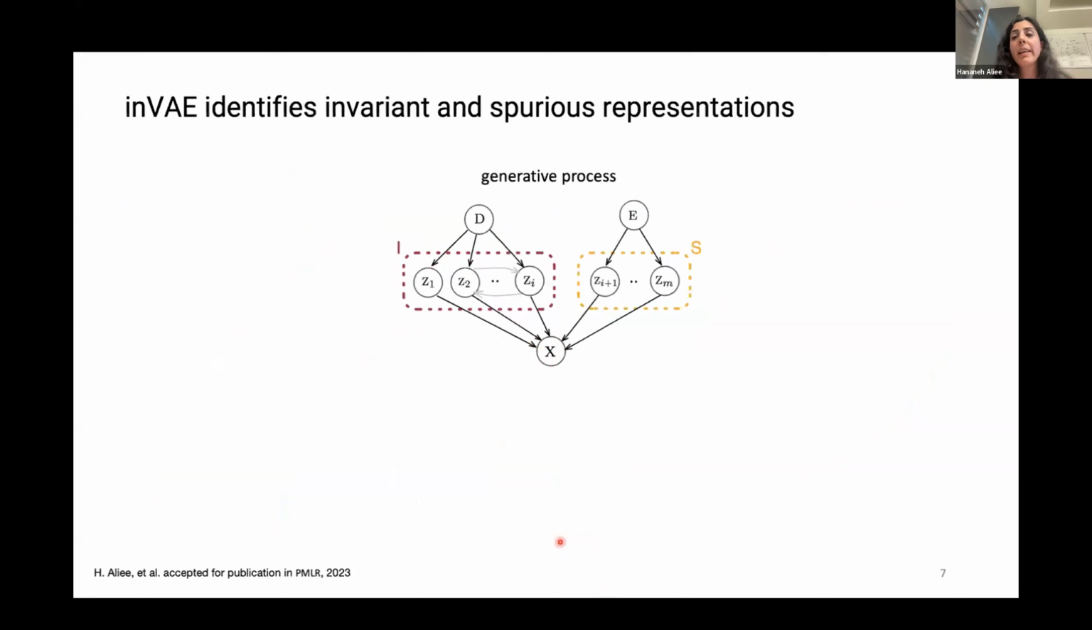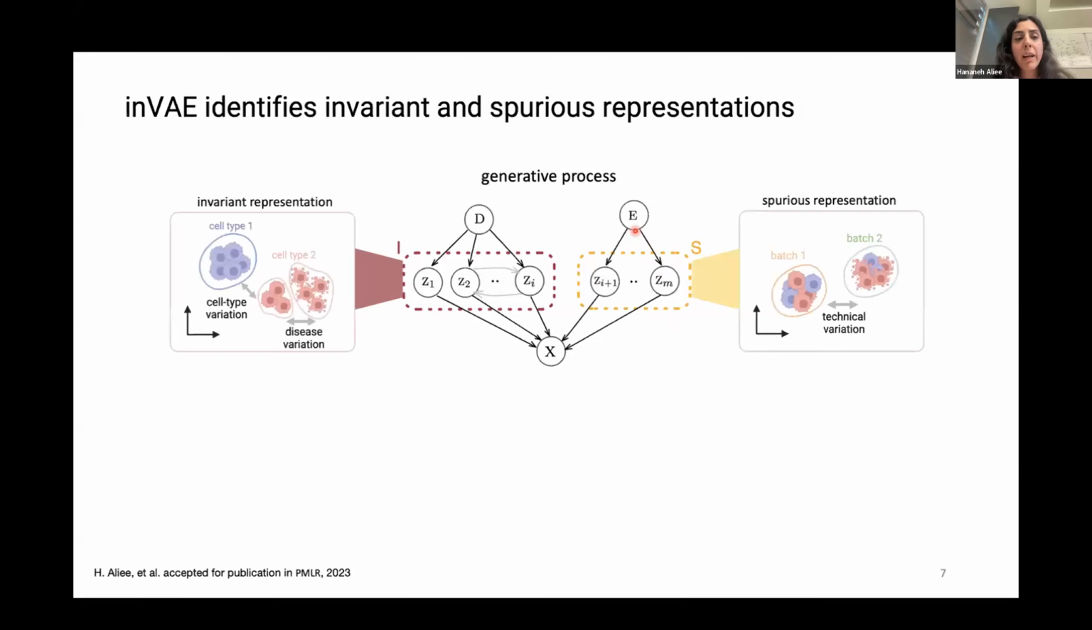So the idea is that I assume that my data, which is my gene expression, is generated from two sets of latent factors. The first one is the invariant, which is affected by the biological covariates such as disease, age, or whatever are the main drivers of the variations across donors. And we have a spurious part that is associated with everything that adds technical noise. From the invariant representation, we can learn the biological variations that are interesting. And we can also look into the spurious relations and learn how different data sets vary.